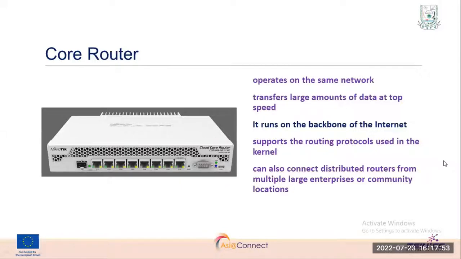There are different types of routers. The first type is core routers. They operate on the same network and transfer large amounts of data at top speed. It runs on the backbone of the internet and supports the routing protocols used in the kernel. It can also connect distributed routers from multiple large enterprise or community locations.